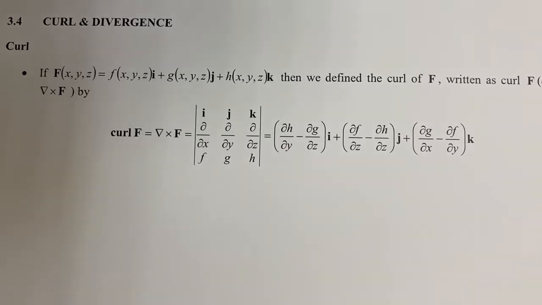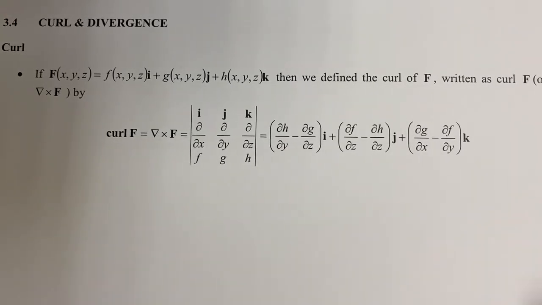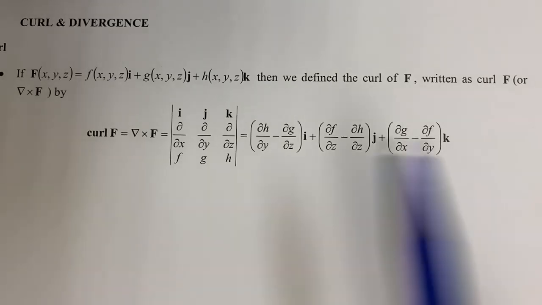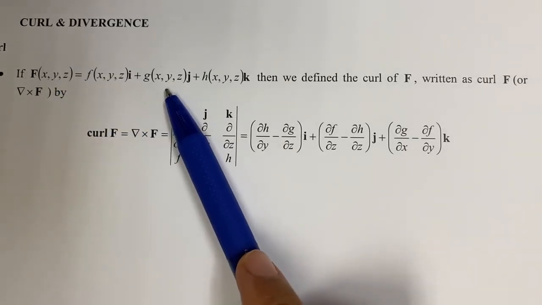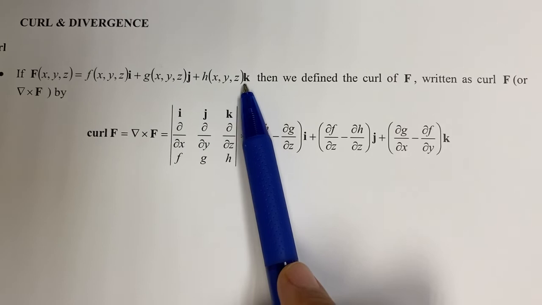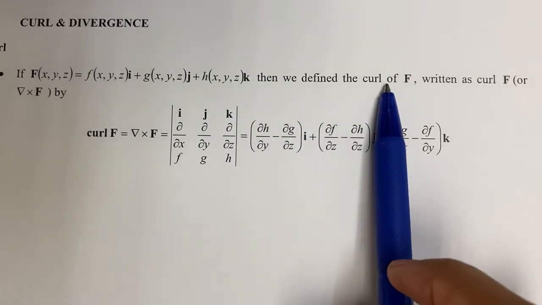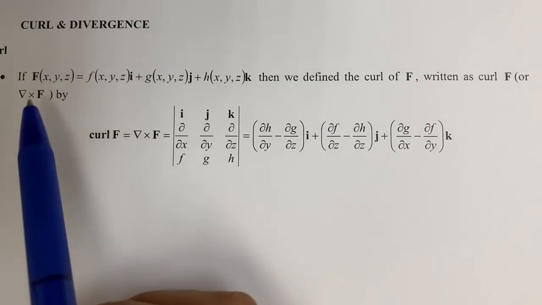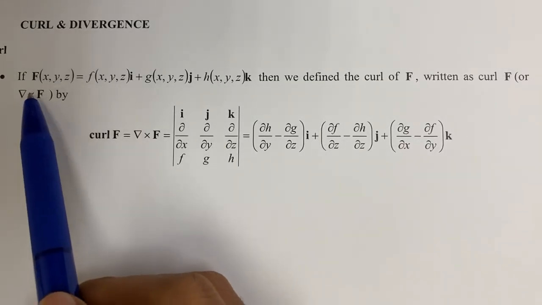For 3.4, curl and divergence, we start with curl first. If F of x, y, z is equal to f i plus g j plus h k, then we define the curl of F, written as curl F, or nabla cross F.